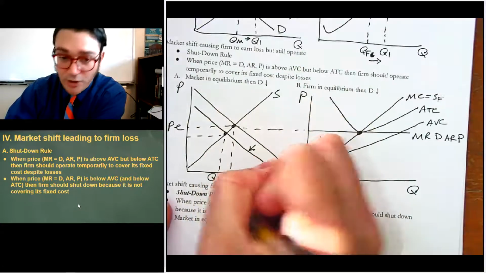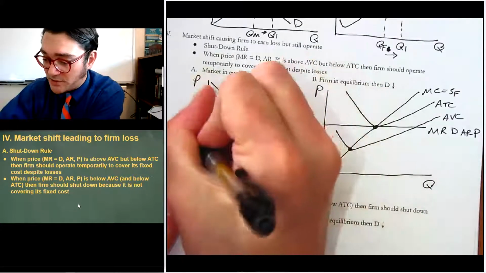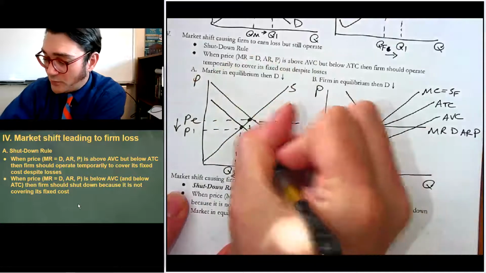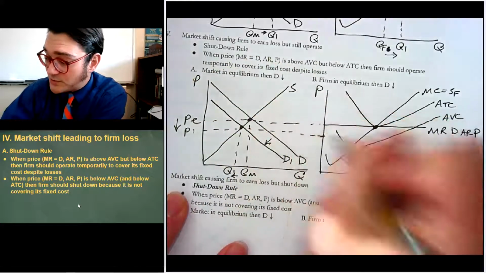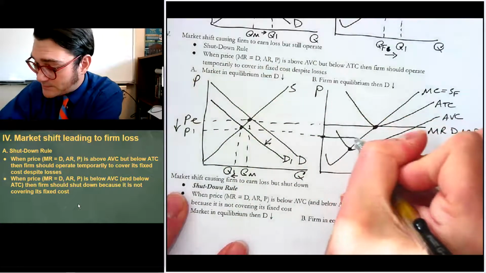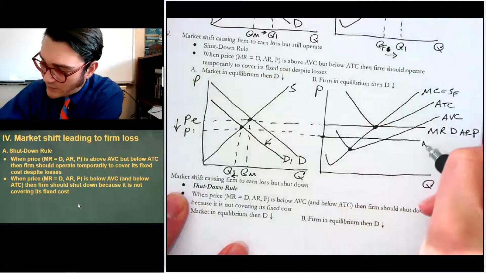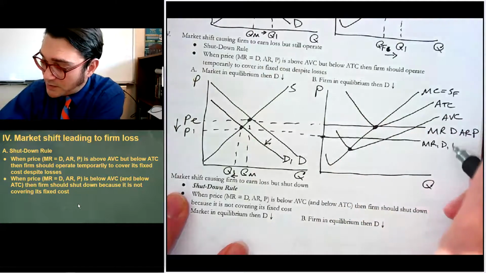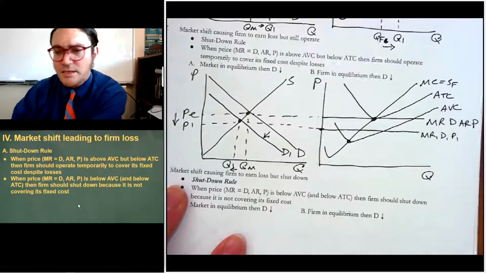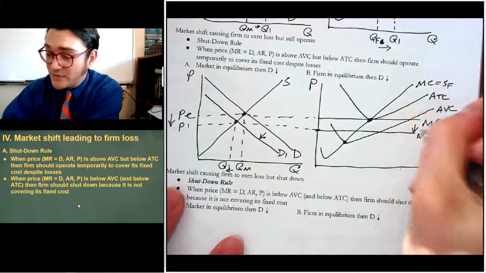So we see that in the market, the quantity falls and the price falls. Well, what does that do for Mr. DARP? Mr. DARP's going to go down as well. So that's MR1, D1, P1 and so on. Mr. DARP shifts down in this one as opposed to up like it did in the profit scenario.